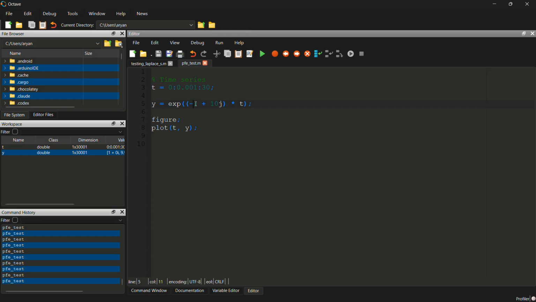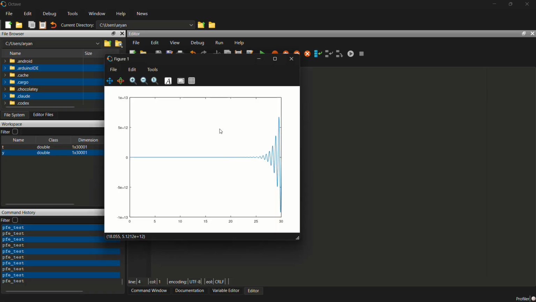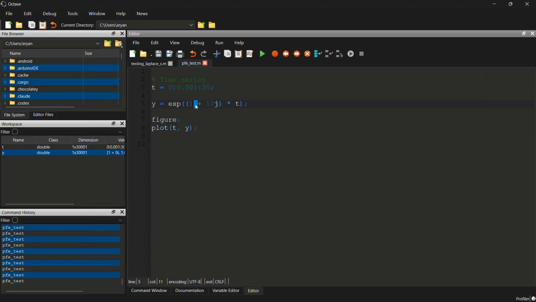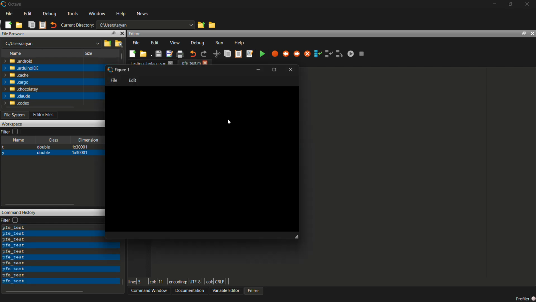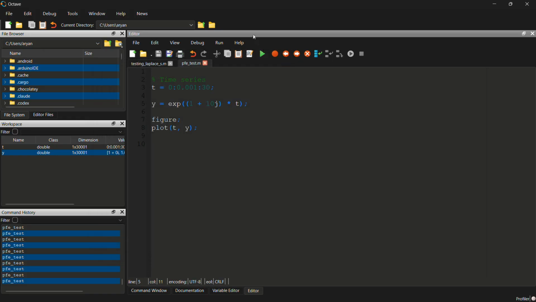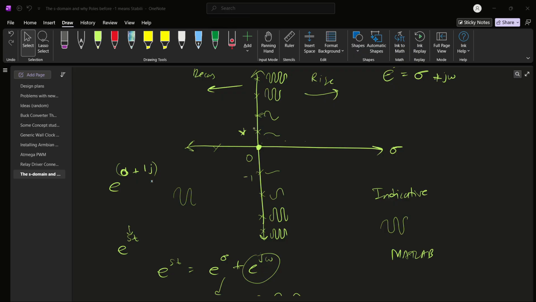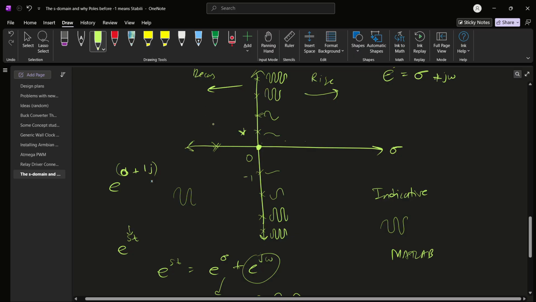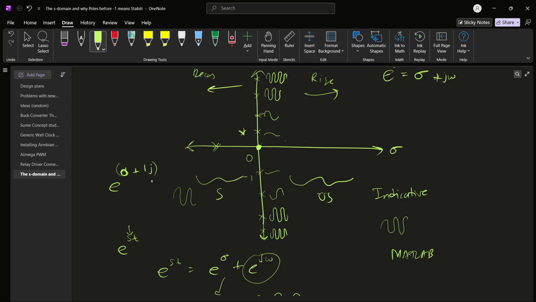Now what if we have a pole at the right side? A pole at the right side creates a rising oscillation, which indicates that the output can be uncontrollably unstable. In fact, the value reaches e raised to 13, which is an astronomically high value. So this gives us a beautiful explanation as to why we have stable systems here and unstable systems here.